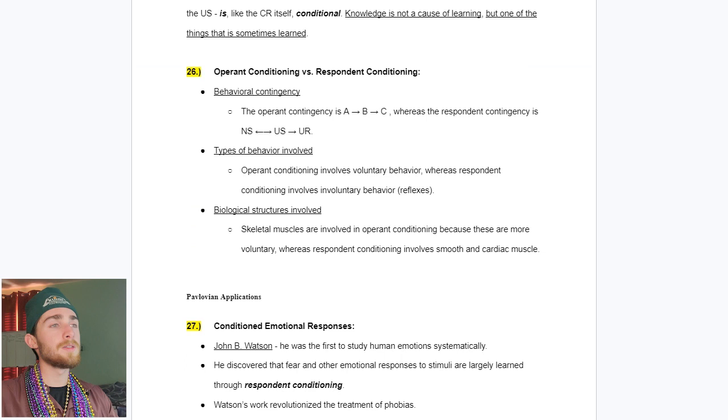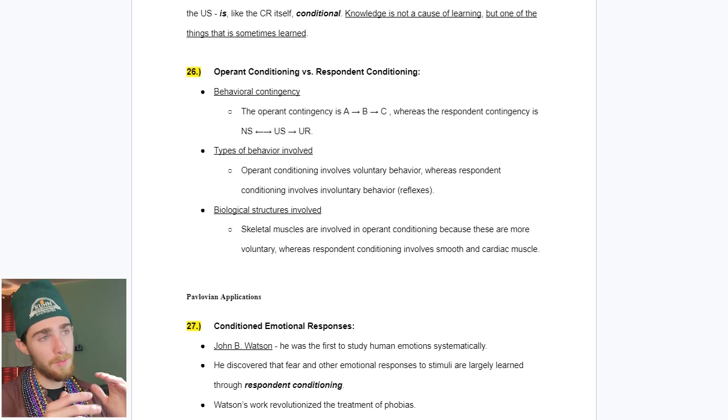Alright, now let's compare operant conditioning to respondent conditioning. Operant conditioning differs from respondent conditioning in three major ways: behavioral contingency, the types of behavior involved, and the biological structures that are involved. Starting off with the behavioral contingency, the operant model goes A, B, C: antecedent, behavior, consequence.